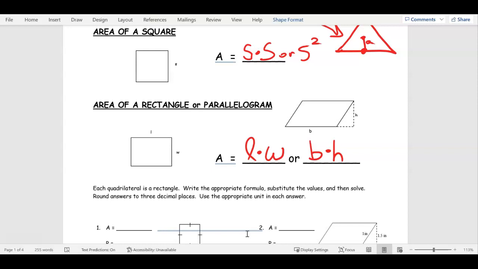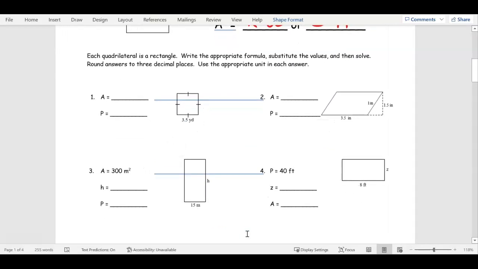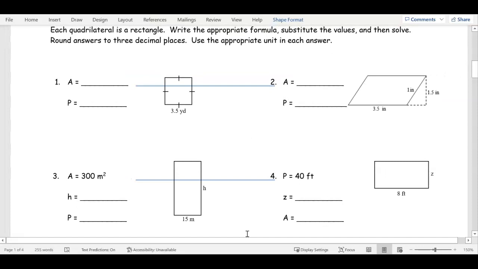Okay, now, each quadrilateral is a rectangle. Write the appropriate formula and substitute the values, and then solve. Okay, so, and ignore those blue lines. I don't know why they're there. But let's find the area of this square. What do I do at 3.5? Find the area.